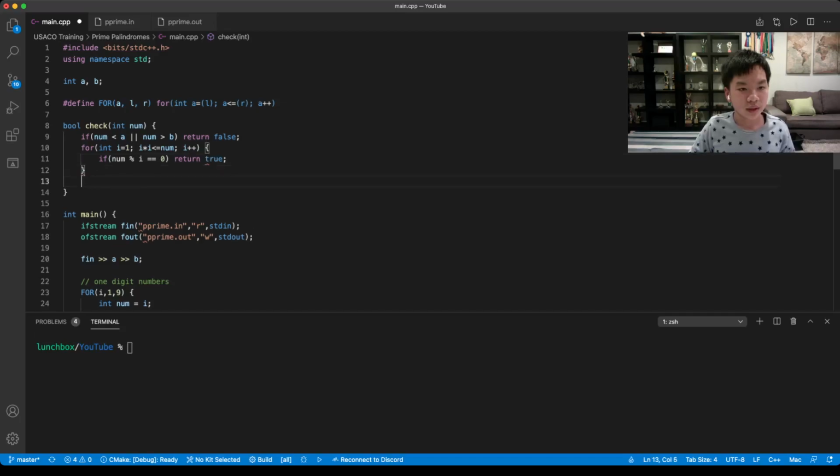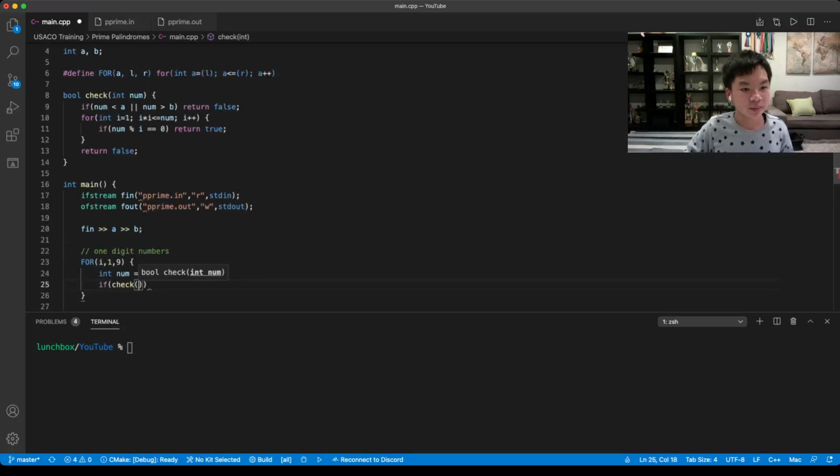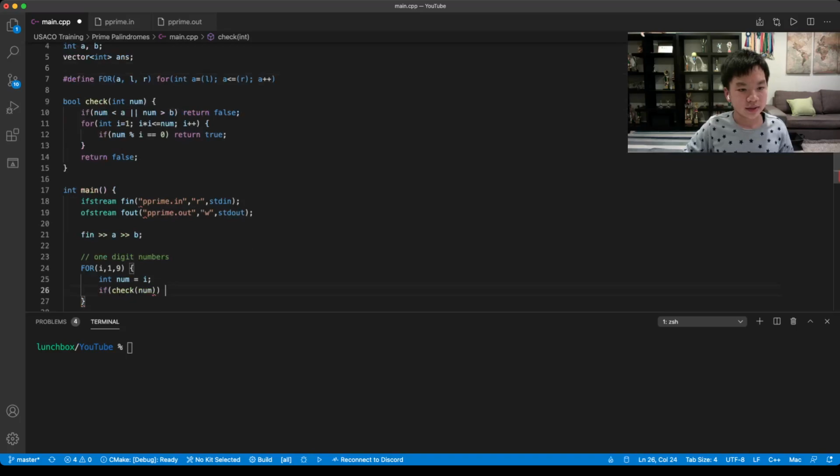True. Else, you can return false. Okay, so now basically if check num, then you can append this to your answer. So let's call this a vector of integers, and you can answer.push_back(i).